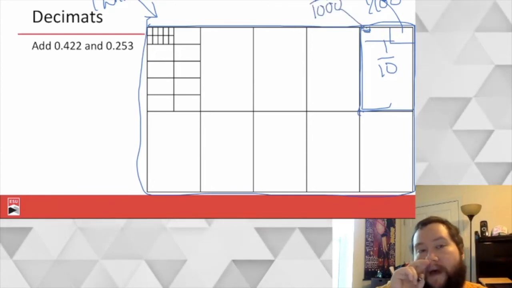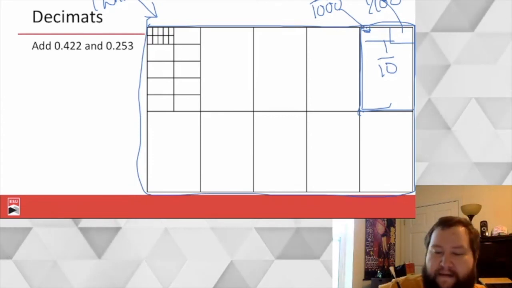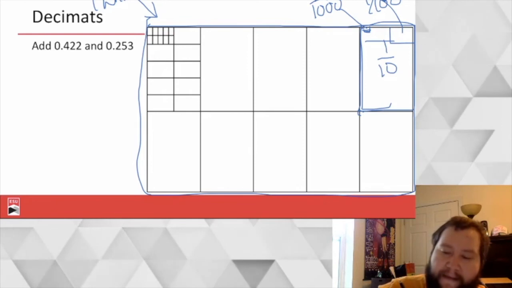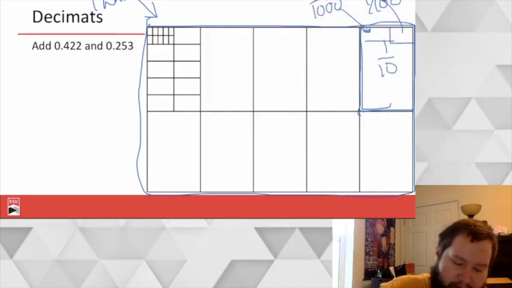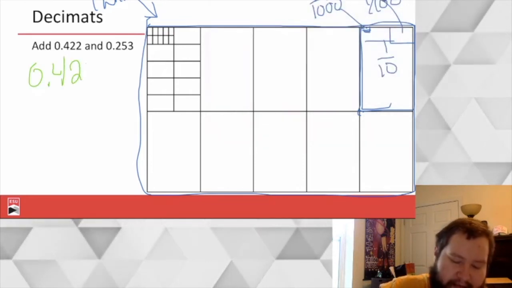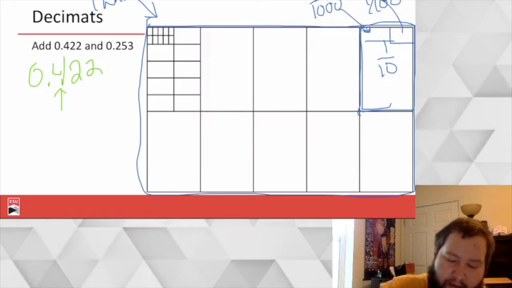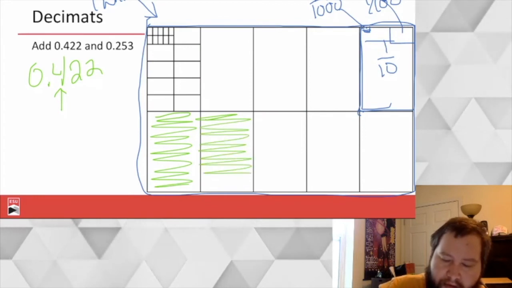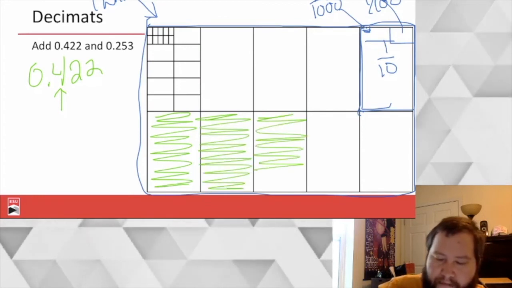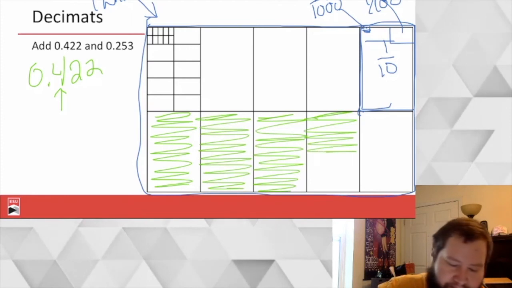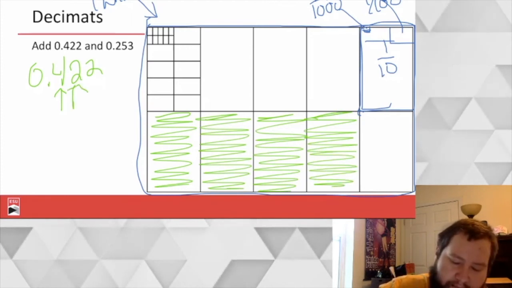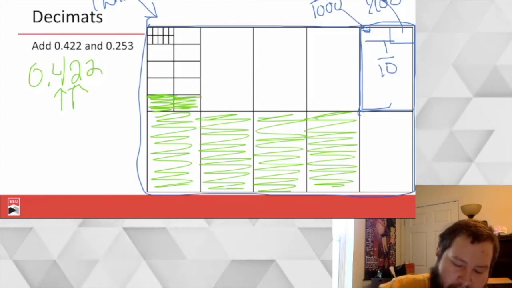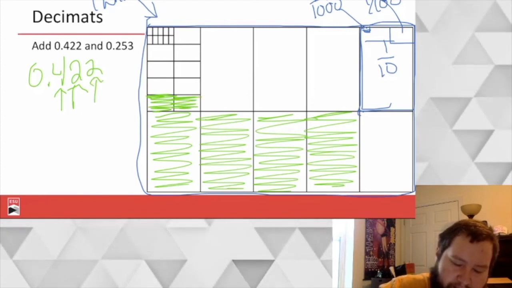And so when it comes to modeling decimals, we can use a decimat either with whole numbers or only fractional parts. So let me pick two colors. 0.422, that's 4/10. So 1, 2, 3, 4/10. 2/100ths. 1, 2/100ths. And 2/1000ths.